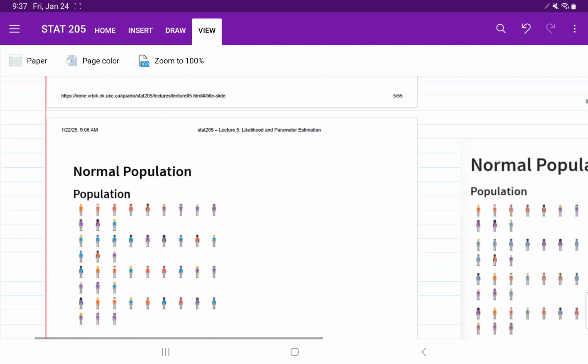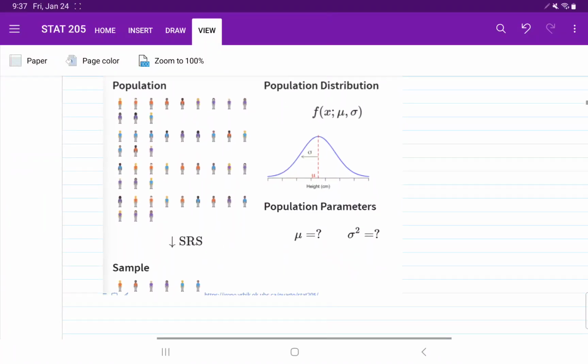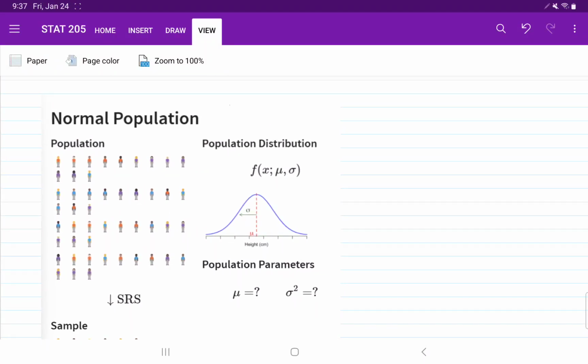To add some context, maybe we're assuming these populations follow a normal distribution. You'll see me using this notation: we have this PDF, a function of our x, and then I'm using a semicolon. Sometimes people use a pipe here, given these parameters mu and sigma, because our PDF for the normal distribution has two parameters, and this basically dictates how the distribution looks.